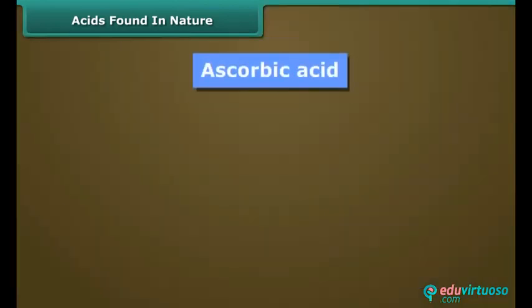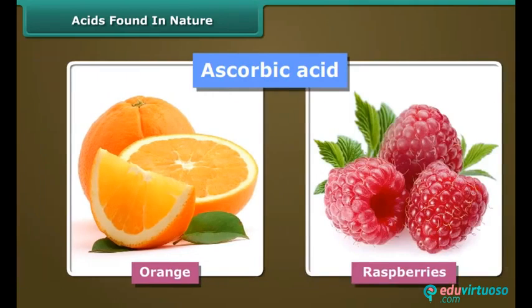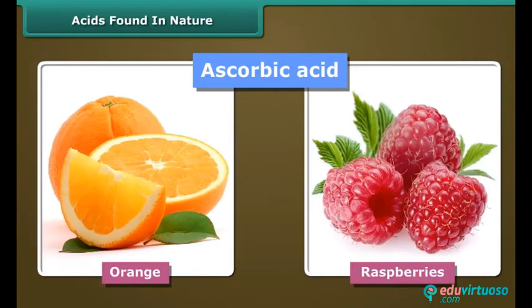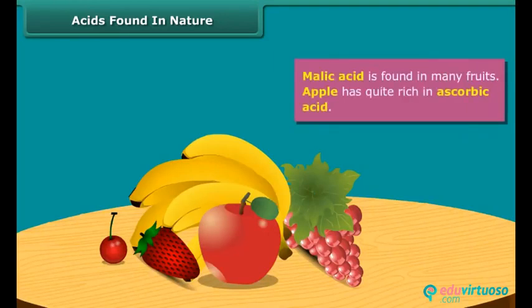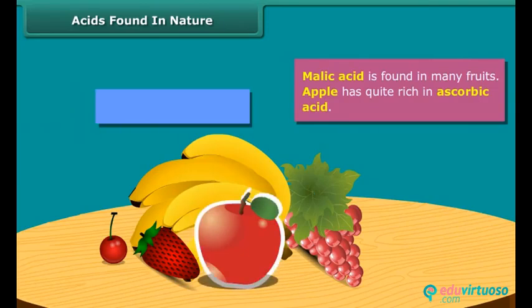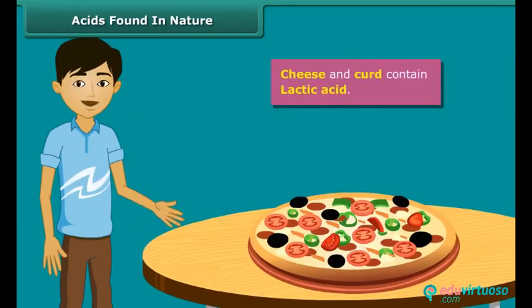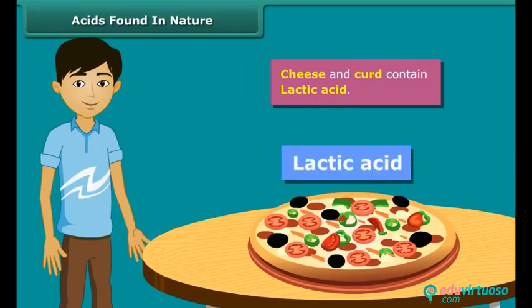Ascorbic acid is found in guava, orange, raspberries, etc. Malic acid is found in many fruits. Apple is quite rich in ascorbic acid. Most of the children love more cheese in pizza. Cheese and curd contain lactic acid.